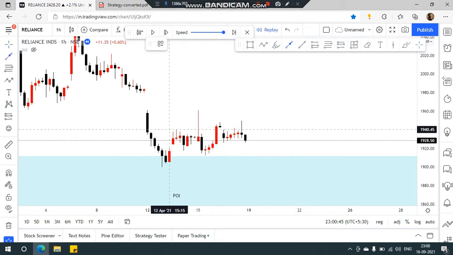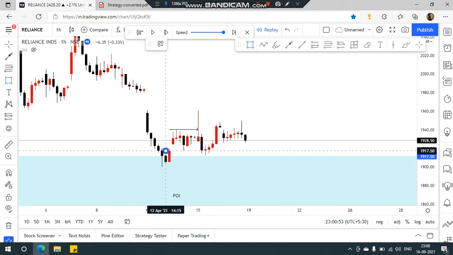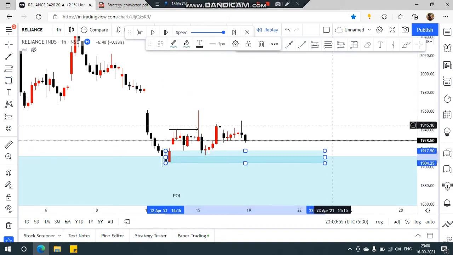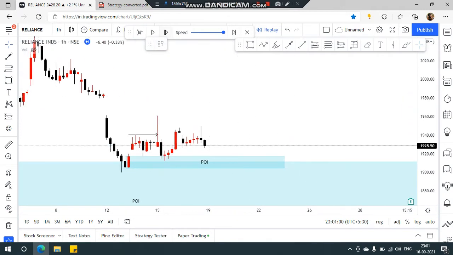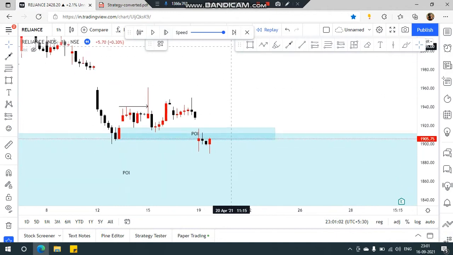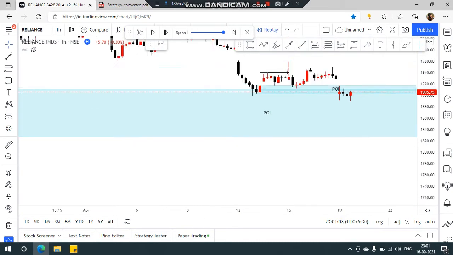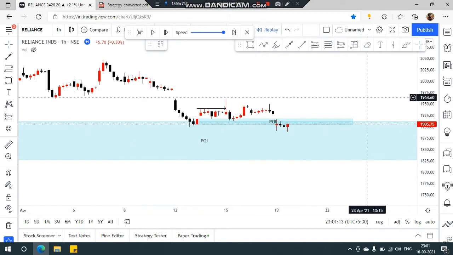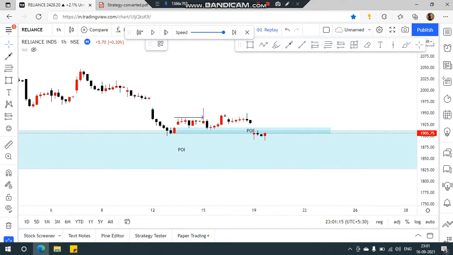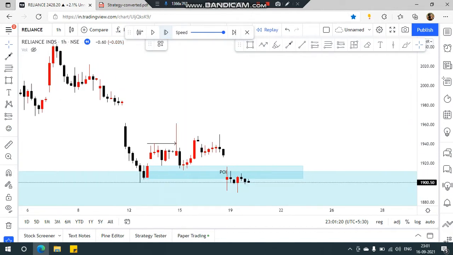If you consider this wick, then this will be our breakout structure, and this candle will be our refined POI. Wait a little bit. That POI actually got violated, but that's not a problem, because the larger POI is this one. So these things can happen, and a minor POI can break. Let's still wait.